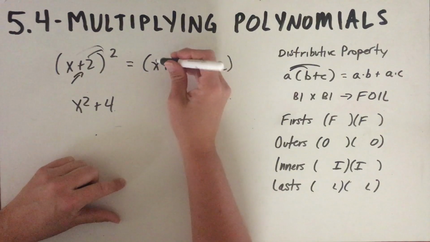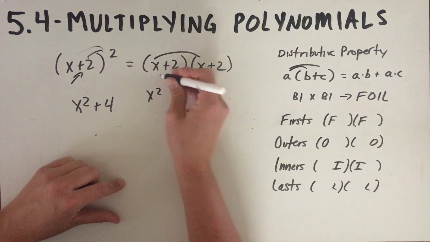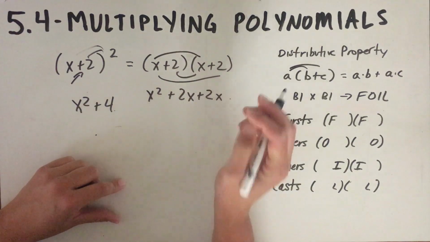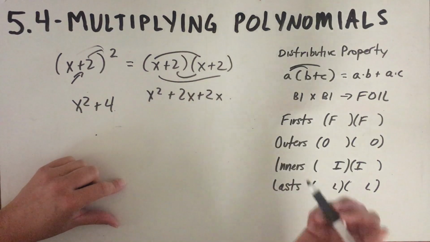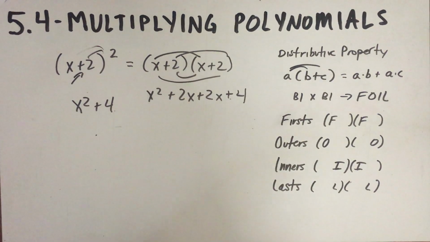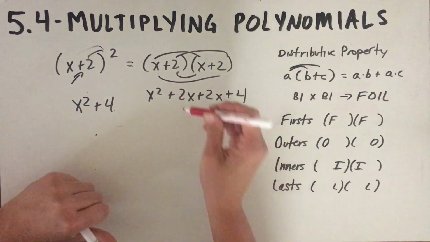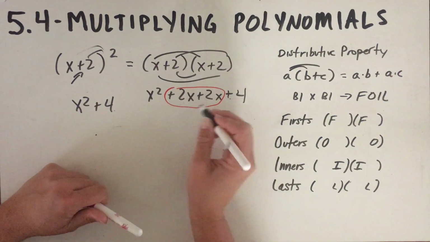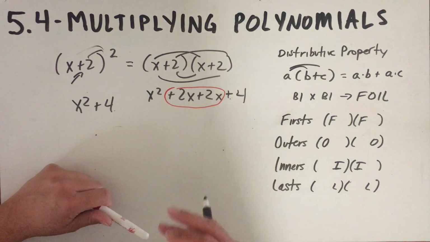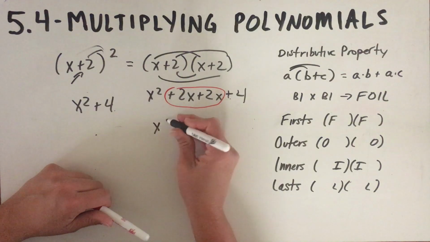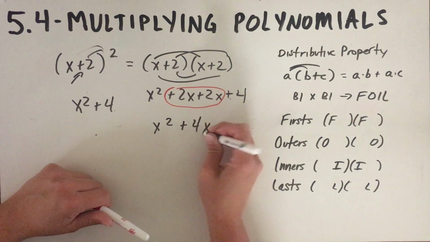So when I FOIL this, I get x squared plus a 2x plus another 2x, excuse me, plus 4. And you'll notice right here that these middle terms, okay, these middle terms sum together, but they're also the same middle term. So in other words, there's 2 of them. There's 2 of these same terms. Okay, but they sum together to be a 4x plus 4.